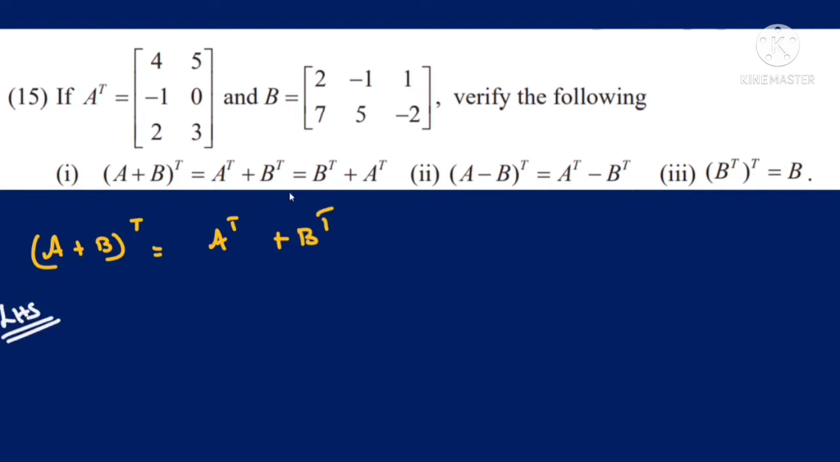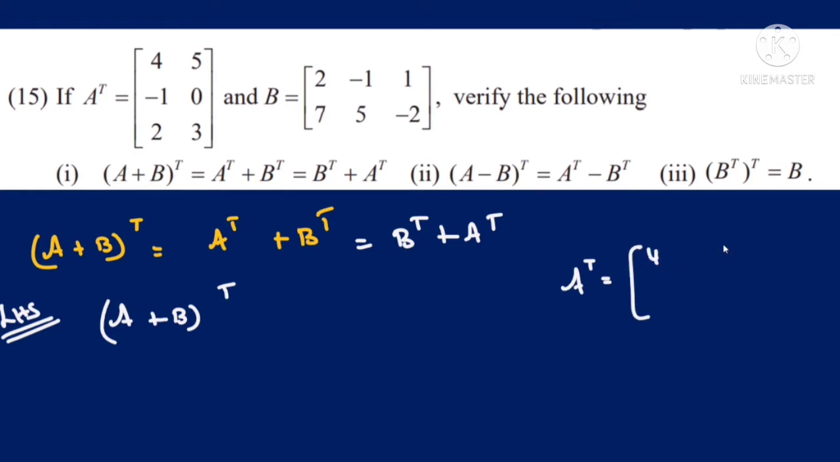A transpose plus B transpose is equal to B transpose plus A transpose. That's what we have to prove. So we need matrix A. LHS is (A + B) transpose. A transpose is given. A transpose is [4, 5, -1; 0, 2, 3].